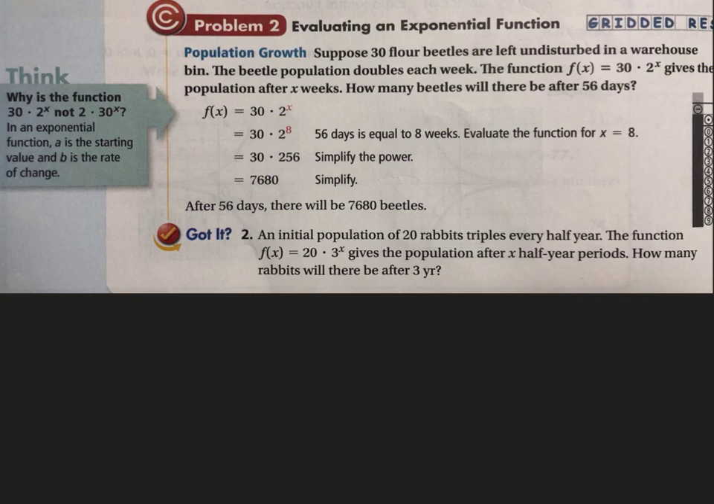Suppose 30 flower beetles are left undisturbed in a warehouse bin. The beetle population doubles each week, and the function f of x equals 30 times 2 to the x gives a population after so many weeks. I wanted to show you a couple things that they don't talk about yet, but they're going to, is this function right here. So we know an exponential function is y equals a times b to the x power.